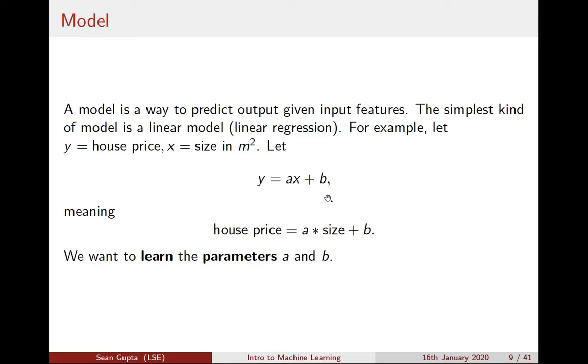So to make this concrete, in the housing price example, let's say your output, y, is the house price, and x is the size in square meters. You have one input, you have one output. Applied to this equation, this means that you want to say that the house price is equal to some number a times its size in square meters plus some number b. If I tell you the size, you can multiply by a, add b, and you get the house price. Now the idea is that we want to learn or find out the best parameters a and b.